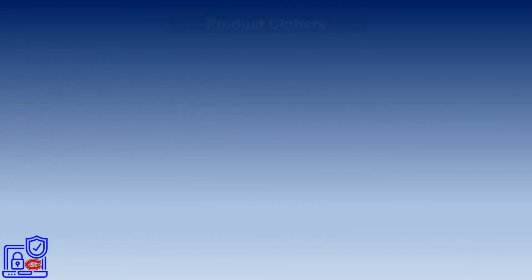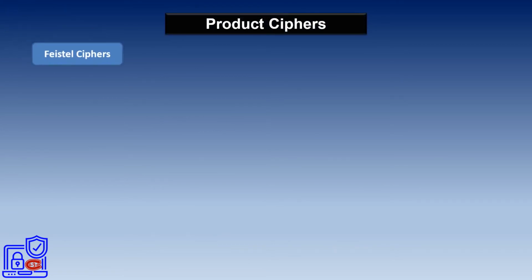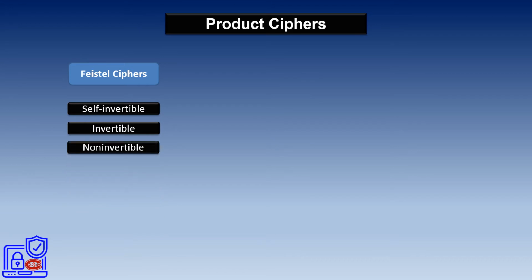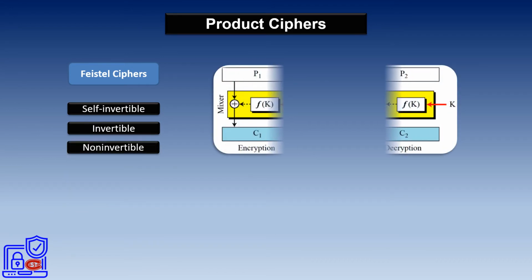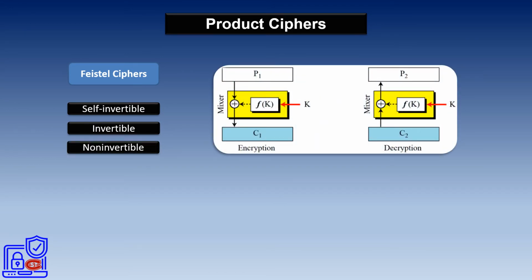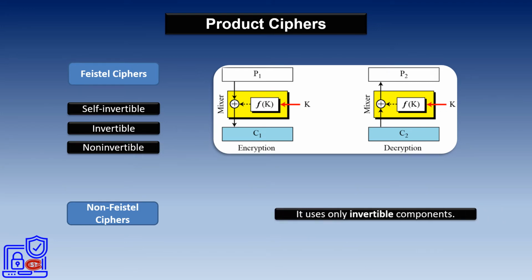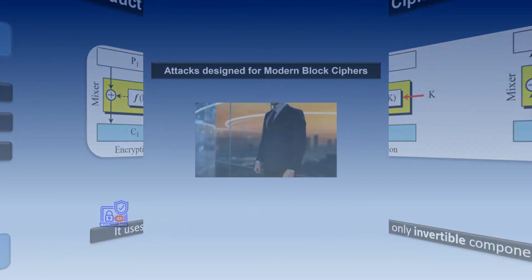A Feistel cipher can have 3 types of components: self-invertible, invertible, and non-invertible. A Feistel cipher combines all non-invertible elements in a unit and uses the same unit in the encryption and decryption algorithms. A non-Feistel cipher uses only invertible components. A component in the encryption cipher has the corresponding component in the decryption cipher.